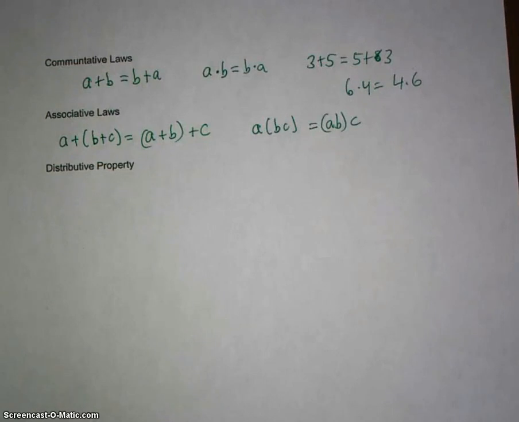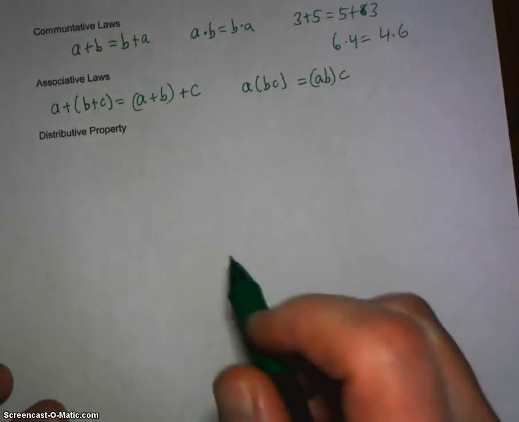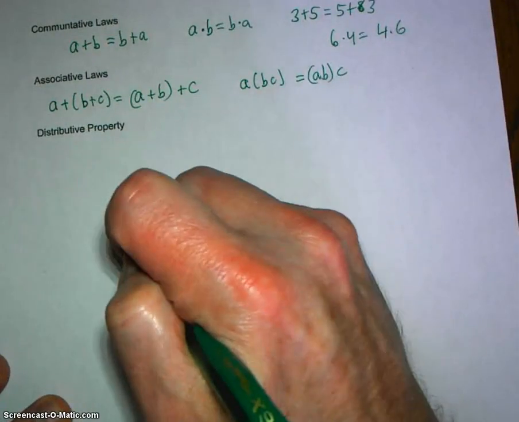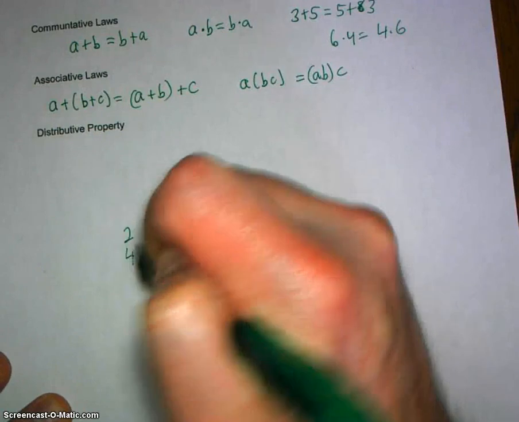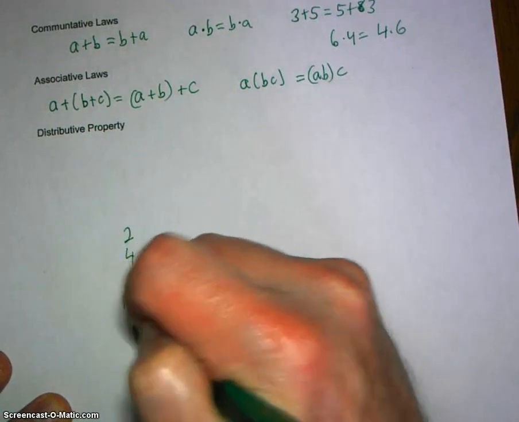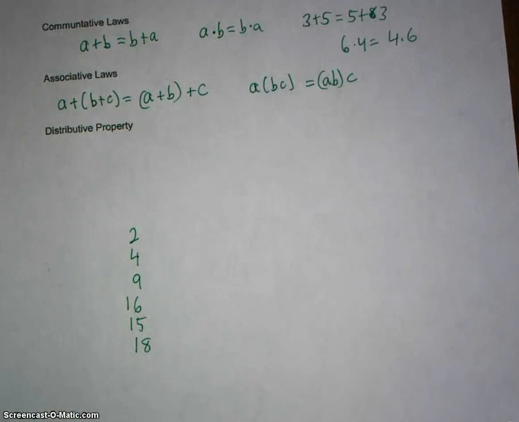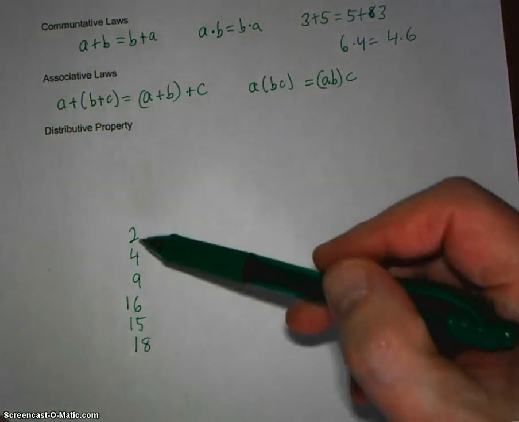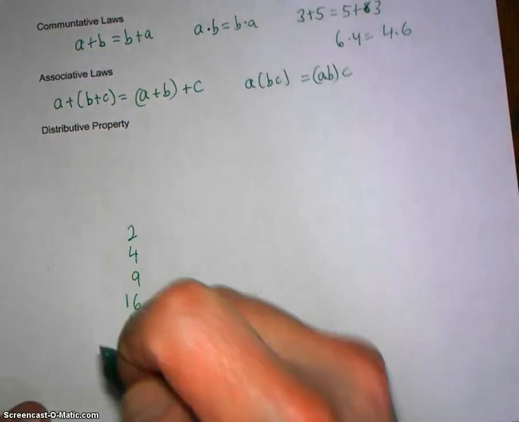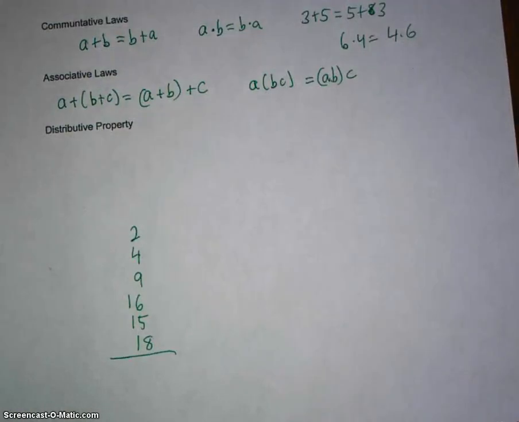Now you might wonder, why do we care about these laws? Who uses them? Well, I use them quite often. Let's say, for example, I'm going to give you a list of numbers here: 2, 4, 9, 16, 15, and 18. What I'm thinking here is I'm playing a game of Yahtzee. If you've ever played Yahtzee, these might be your scores on top. If you don't know what Yahtzee is, don't worry about it. All you need to know is I need to add up all these numbers.